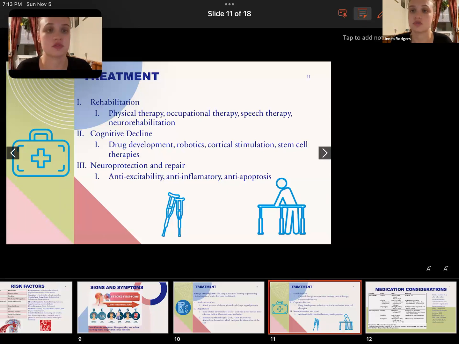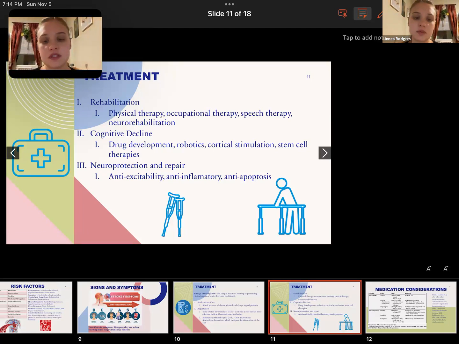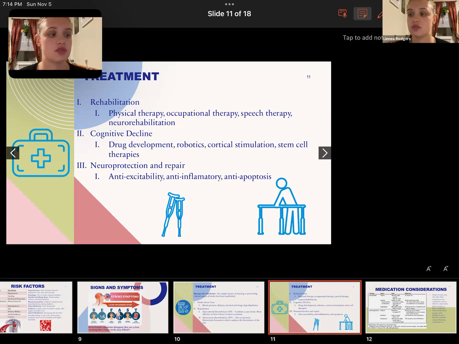With stroke, you'll start to see cognitive decline, which is where drug development, robotics, cortical stimulation, and stem cell therapies come into play. Stem cell therapy enhances the proliferation of neural stem cells, and it has become a new era of treatment by promoting neurogenesis. Neuroprotection and neurorepair are aimed at rejuvenating damaged tissue and use stem cell therapy to get the ball rolling, but other clinical trials intended to repair tissue damage have proven insufficiently effective so far.